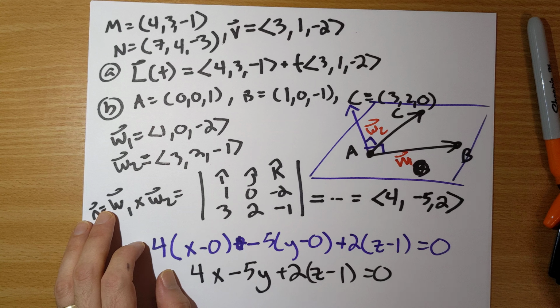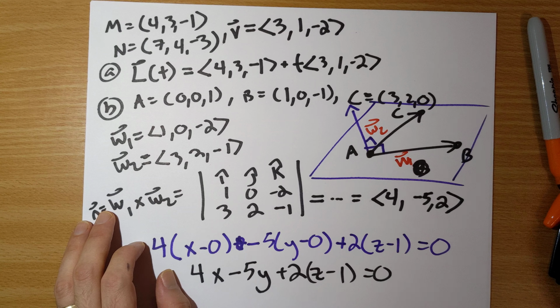I'll do B real quick. I'll let you do C by yourself. 4 times 1 minus 5 times 0 plus 2 times -1 minus 1. 4 minus 0 minus 4 does give us 0. That checks out. Okay, so that is part A and part B. Part C says find the coordinates of the intersection of L and the plane P.